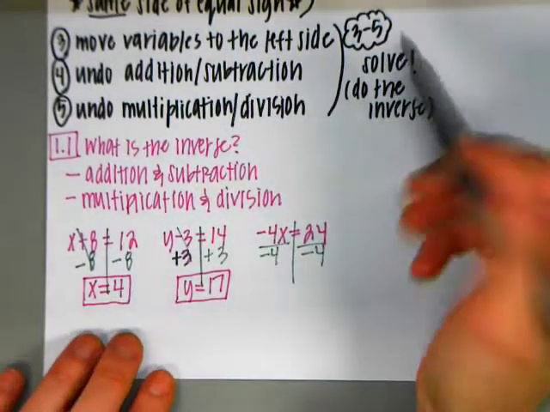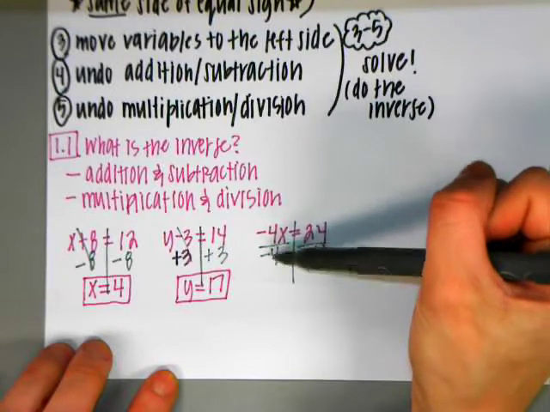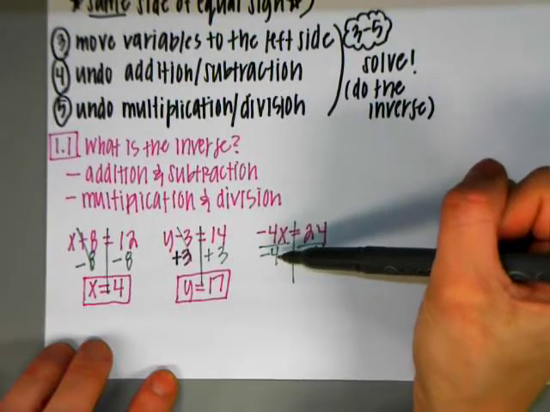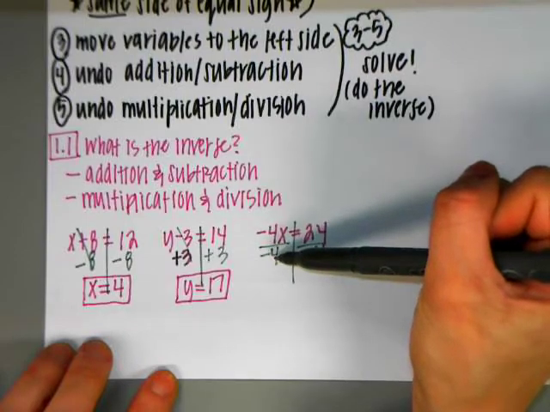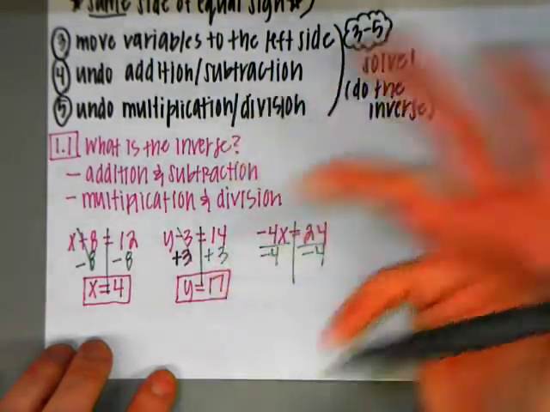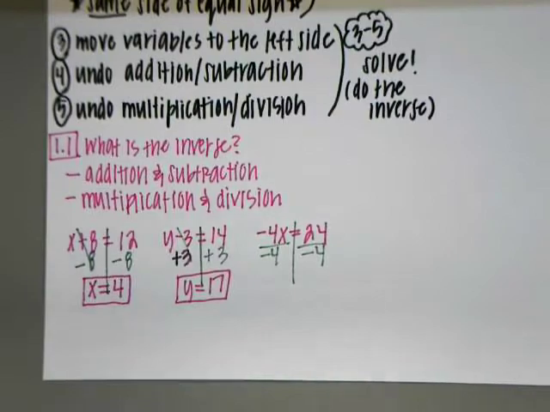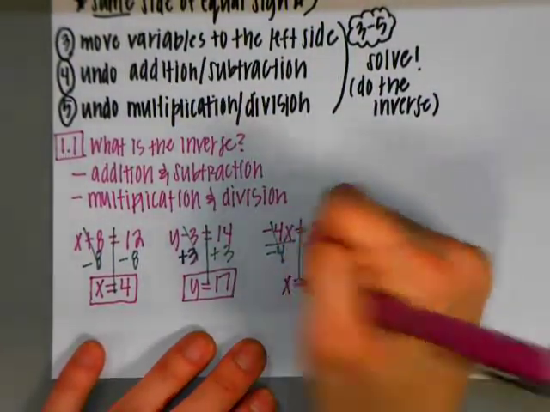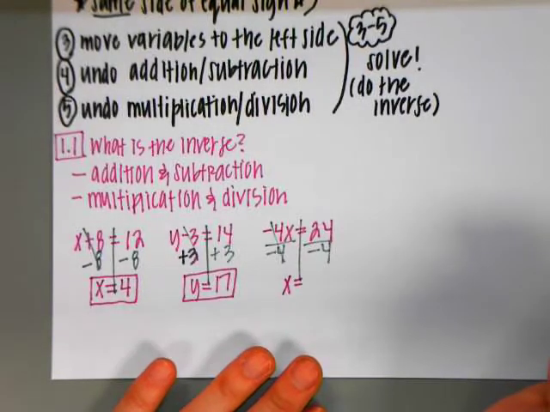Because what is -4 divided by -4? What's anything divided by itself? 1, right? So -4 divided by -4 is 1, and 1x is the same thing as just x. So that's what we're trying to accomplish, is just get the x alone. So we get x equals what? -6, yep.